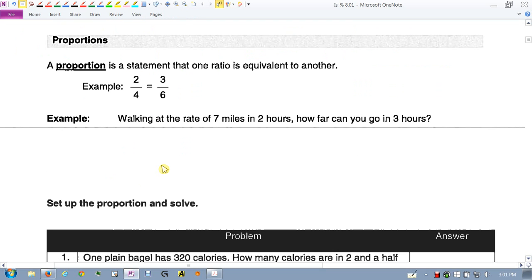All right, proportion. A proportion is a statement that one ratio is equivalent to another ratio. As an example, 2 over 4 is the same as 3 over 6. That is what a proportion is. Example, walking at the rate of 7 miles in 2 hours, how far can you go in 3 hours? What's that? 10.5. So how are you doing that?